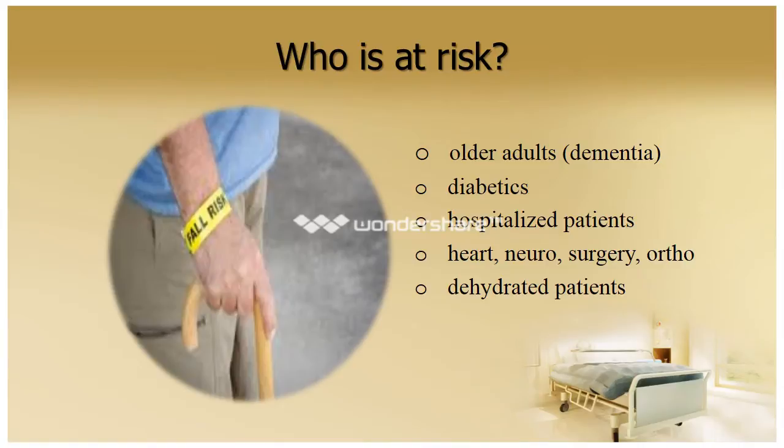We have the older adult, in some cases may have dementia or Alzheimer's or some other disease process that's related to their current illness. We have diabetics that may present with low blood sugar, which puts them also at a greater risk for imbalance and weakness. Any hospitalized patient could fit this criteria. In many of our clinical areas, we have heart, neuro, surgery, and ortho patients that are also affected by orthostatic hypotension, and even dehydrated patients.